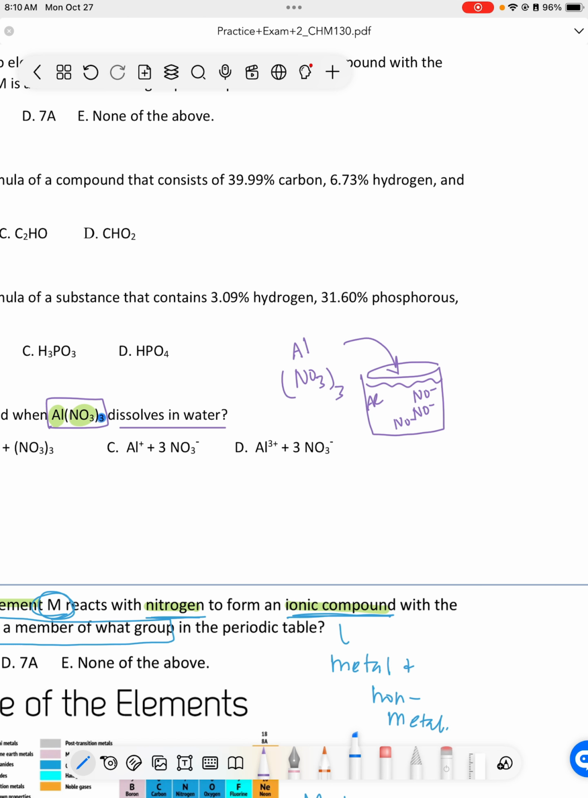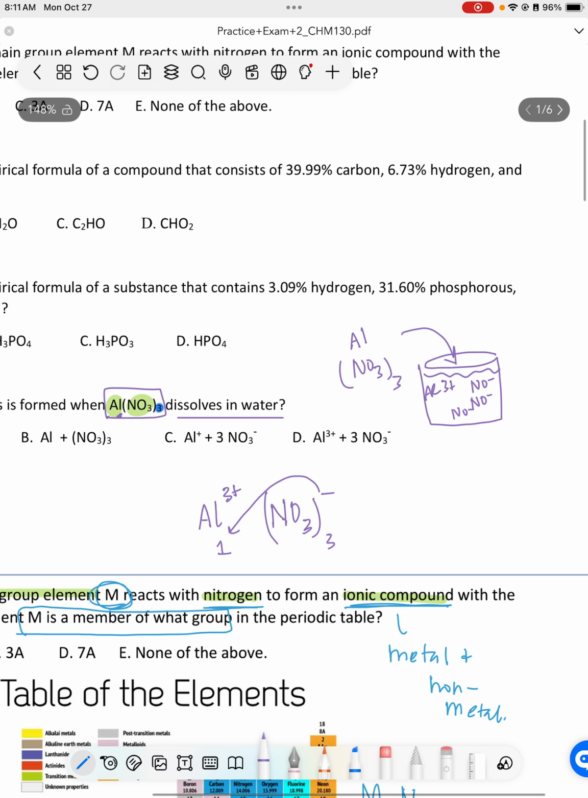So remember that we pull down charges. So if we have Al and we don't know what the charge is, we have NO3. We know that's a negative. We put the -1 here, so it gives us a 1, which is good. We have a 1 here. So then if we have a 3 here, that by default means that this is a 3+. So when these fellas break up in water, we get our NO3- and we get our Al3+. Those are our ions.